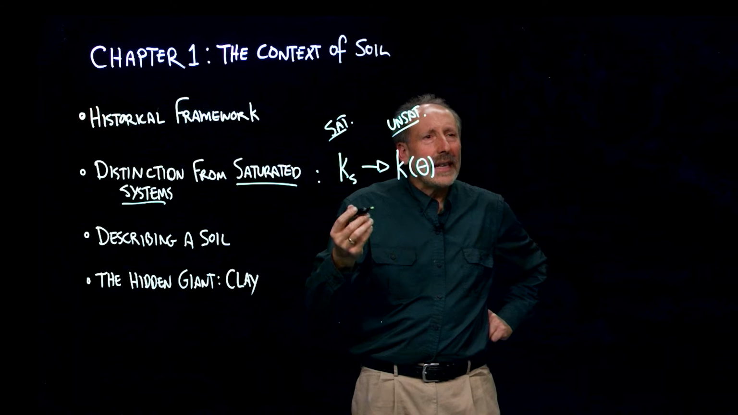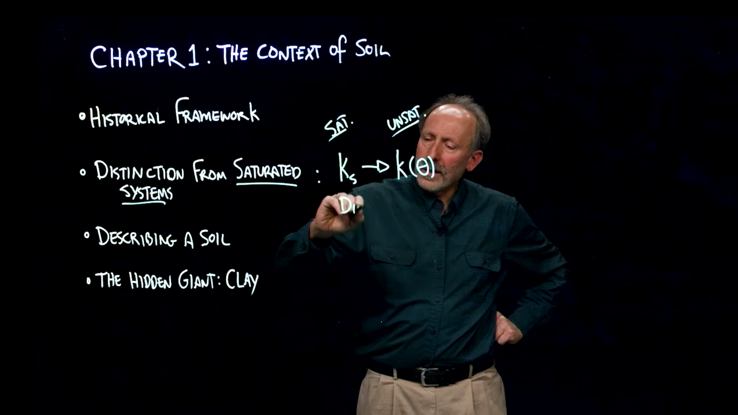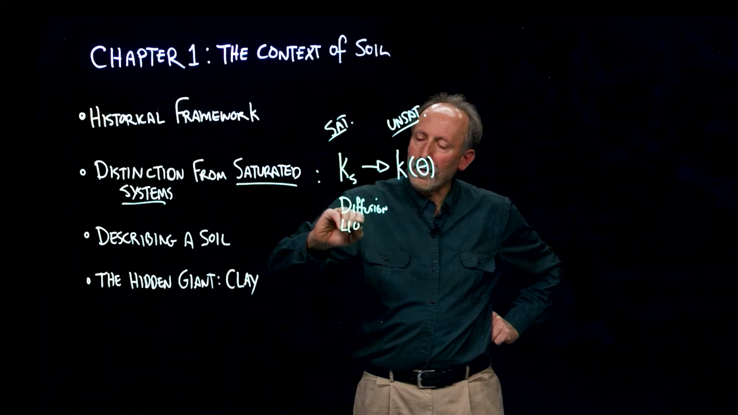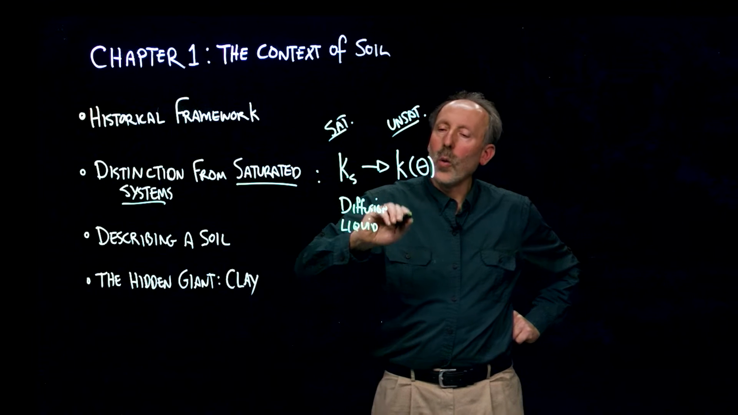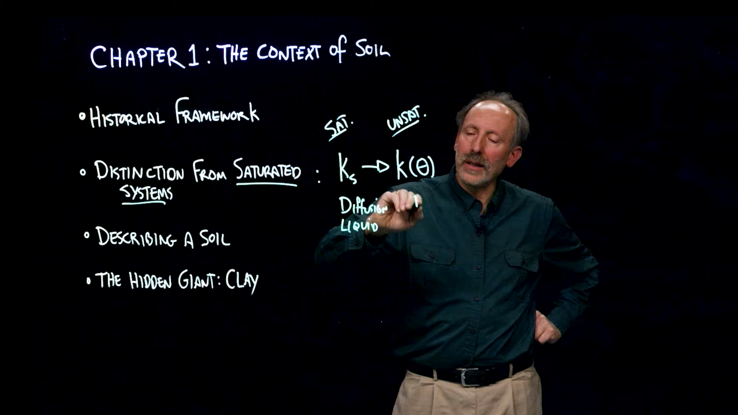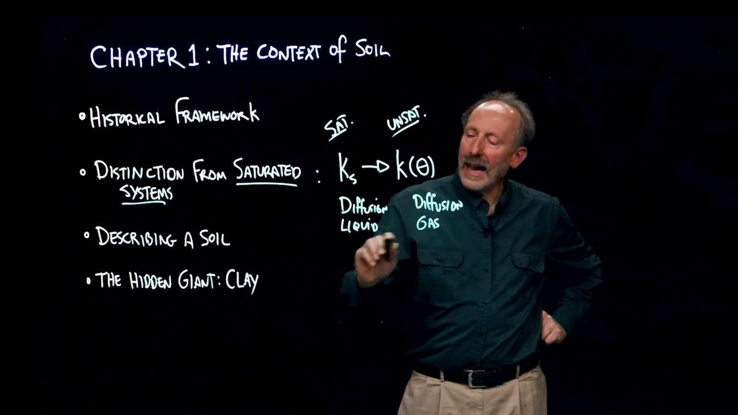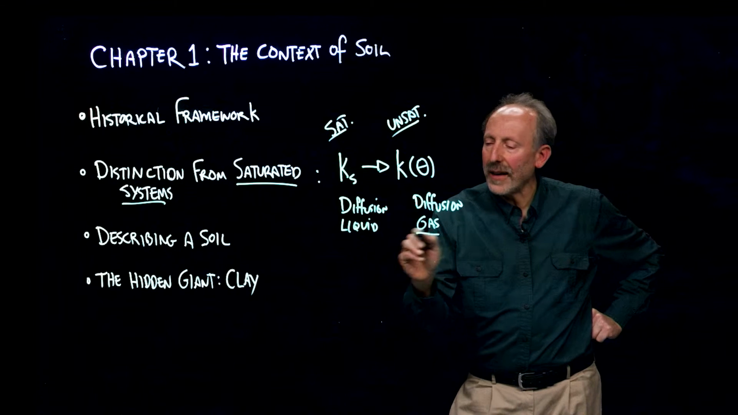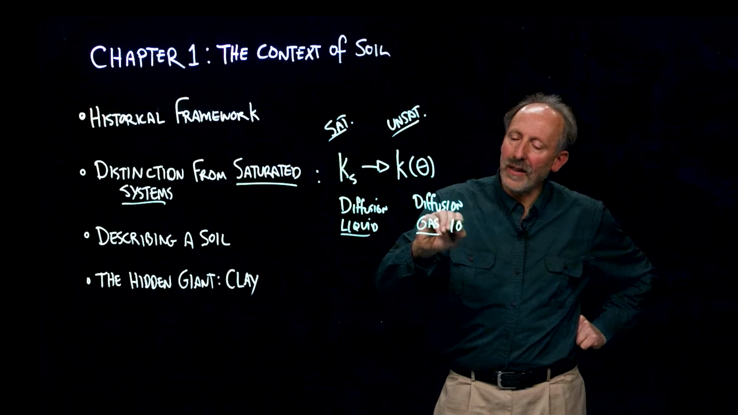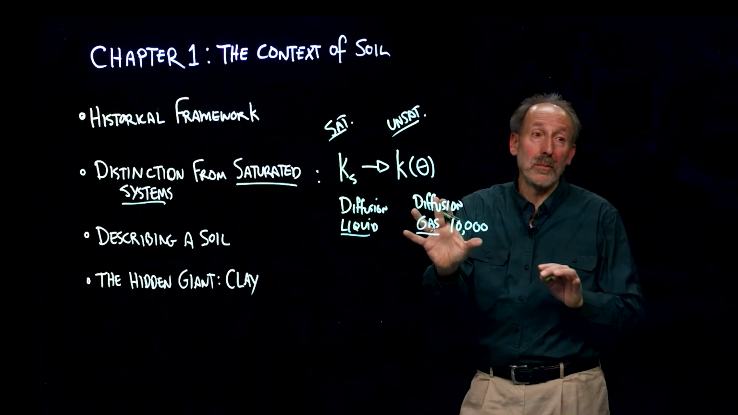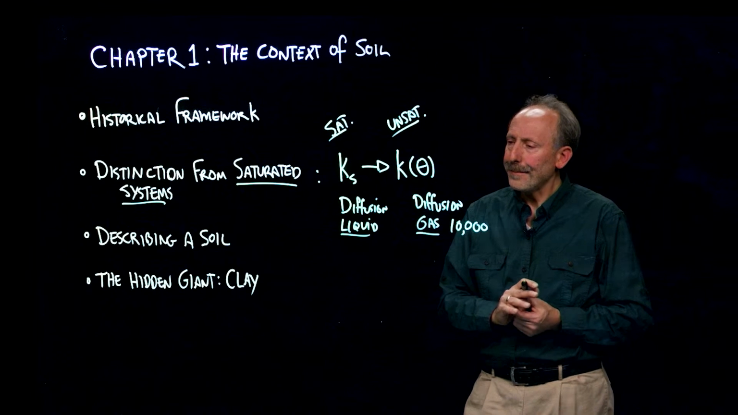And another thing is how diffusion works. In saturated systems, it's dominated by liquid phase diffusion, whereas in unsaturated systems, it's typically going to be dominated by the gas phase. And the thing here is the gas phase diffusion coefficient is about 10,000 times larger. And that has a lot of implications for how things are going to move in the system.